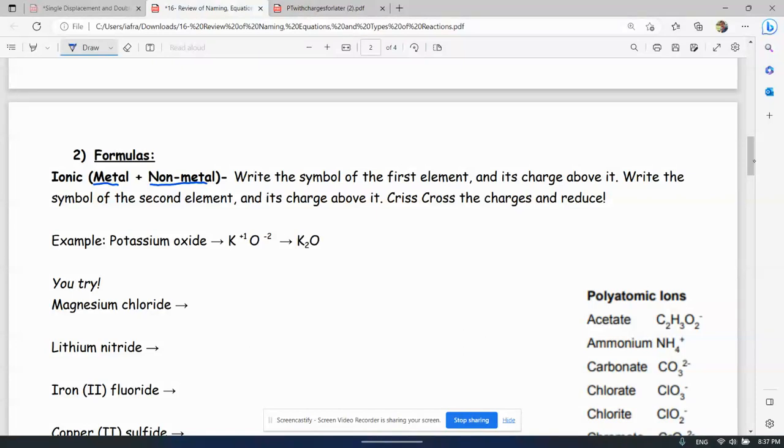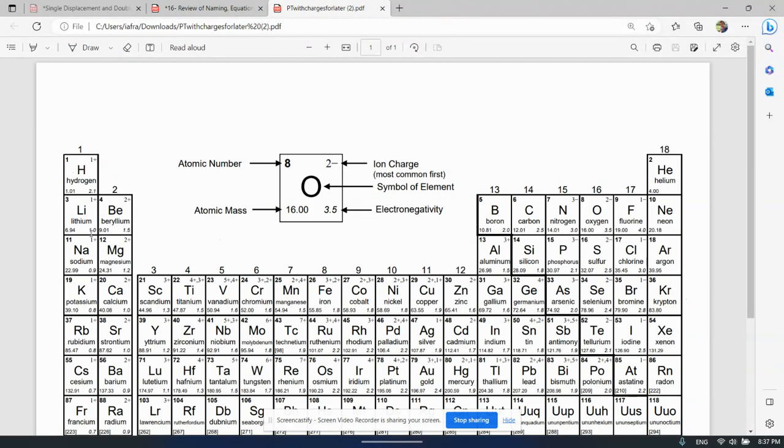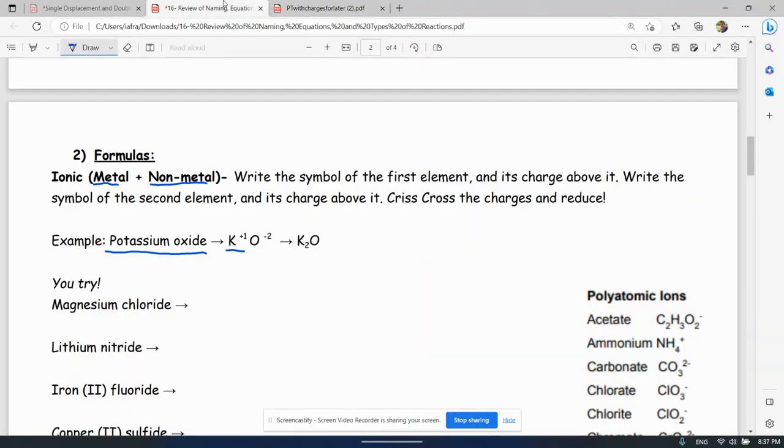So for example, we have potassium oxide. Our metal is potassium. That's K plus 1. We know that from our periodic table. K is in group 1, plus 1. Oxygen is minus 2, again from our periodic table. We simply do a crisscross, and when we do that, you actually get K2O1.